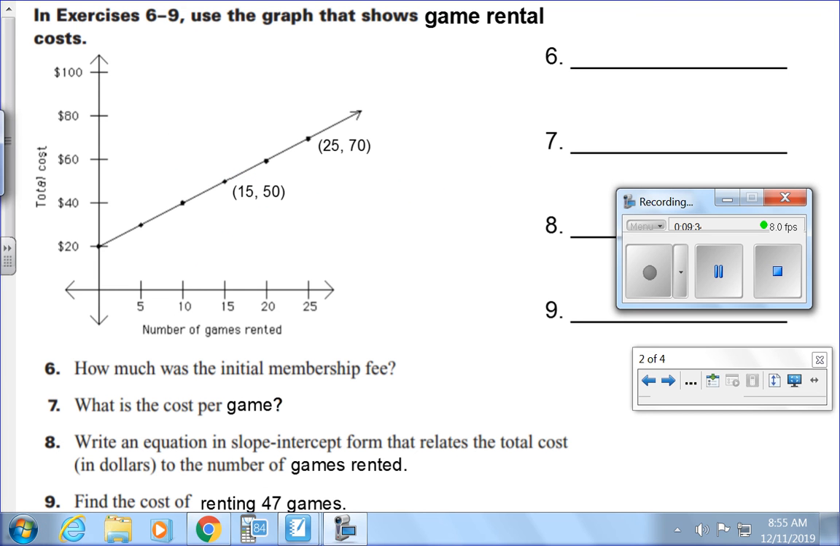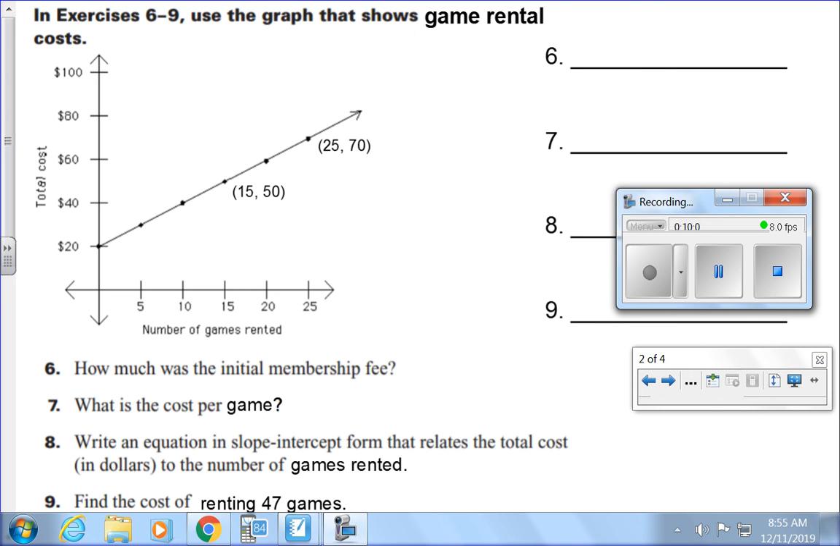Okay, we made the plan that we're going to try to get as much done in the back as we can because we're on connection schedule. Use the graph shown that shows game rental costs. All right, all eyes up here. We're looking at this. This is representing game rental costs. So like, for example, if you rent 15 games, it is $50. Make sense? Yep. All eyes up here.